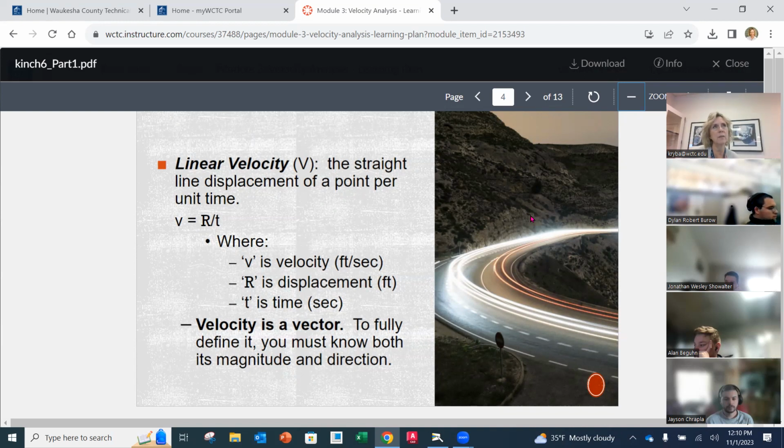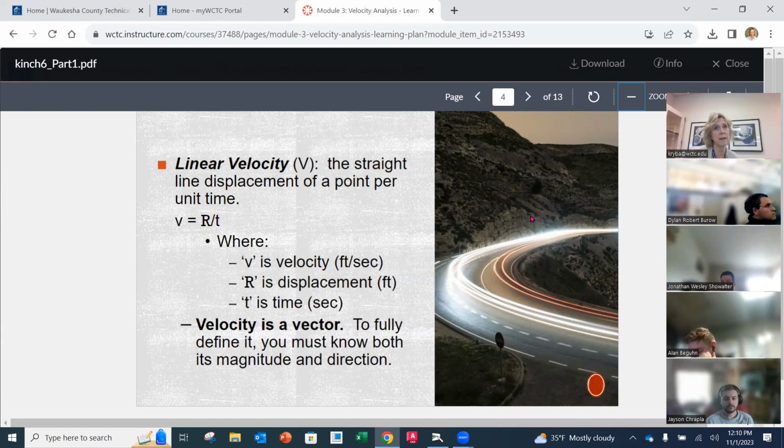Now R, they're using the variable R for displacement. It's probably a little bit more familiar to use a D or an S. D for distance is a lot of times how we see it. So we usually say velocity is equal to distance divided by time. They're using R for that distance variable.